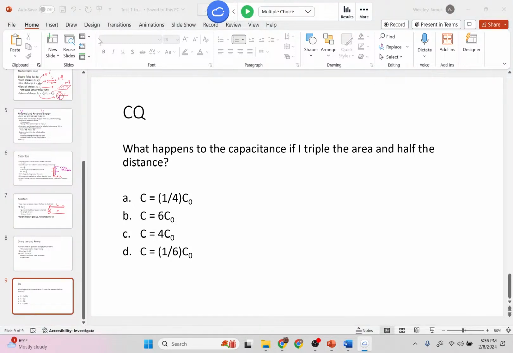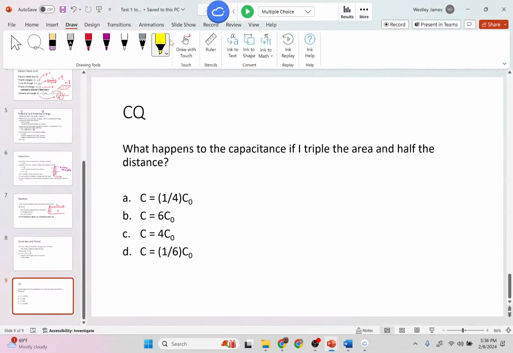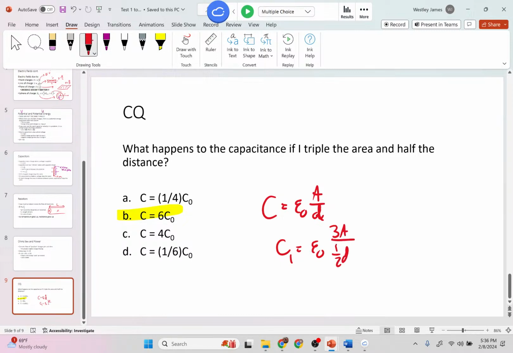All right, just for no suspense, it's that. C equals epsilon naught A over d. So for my new one, if I triple the area and halve the distance, you pull the 3 to the front, and the half on the bottom becomes a 2. That's 6 times the original. So that's that kind of idea. Those are great problems. They always trip people up.